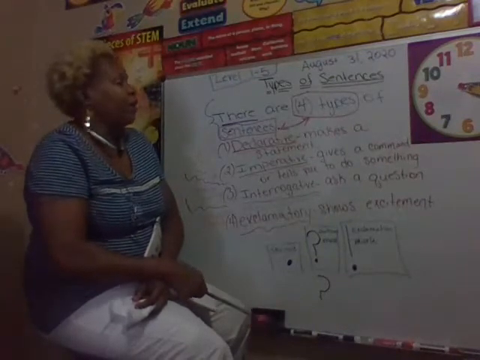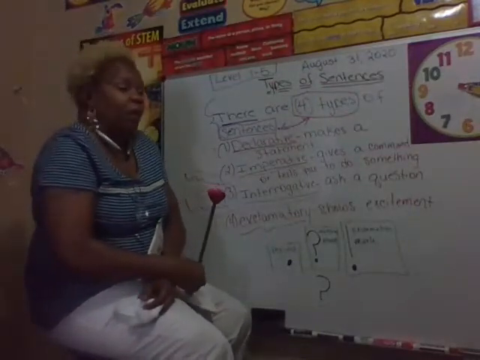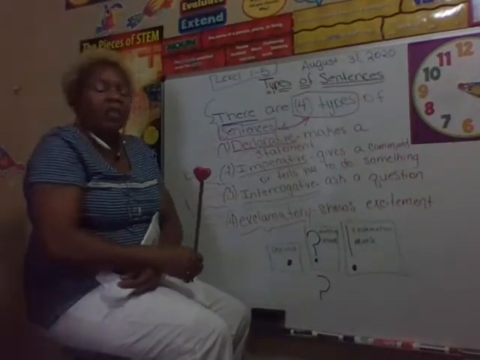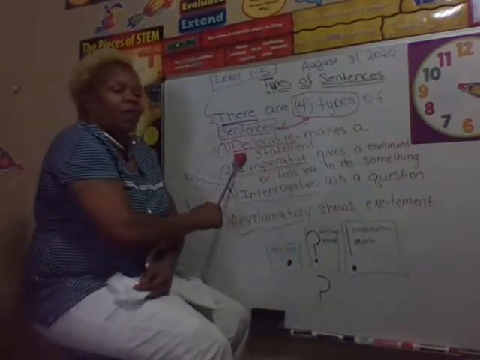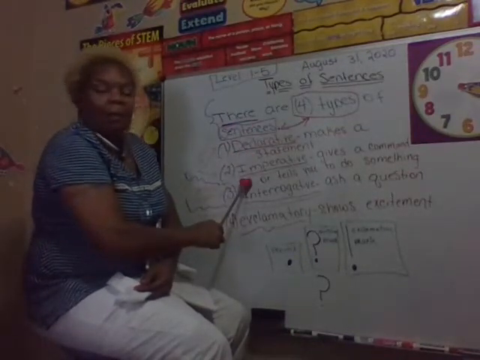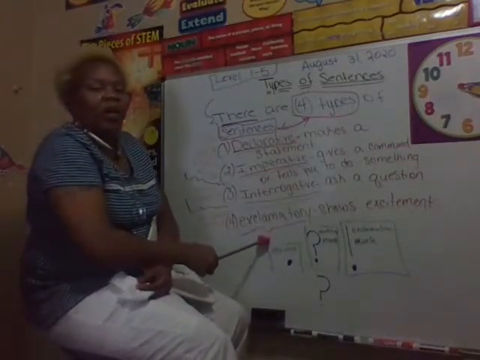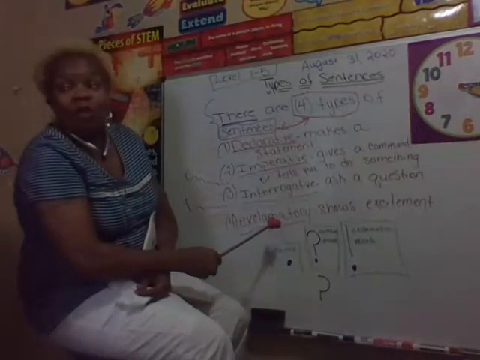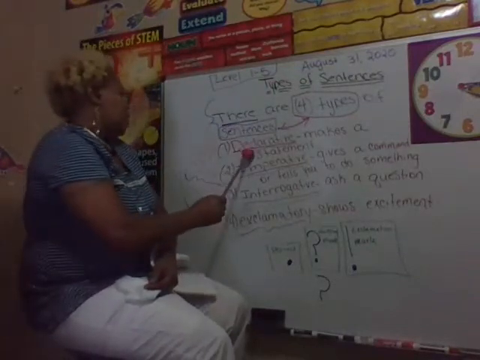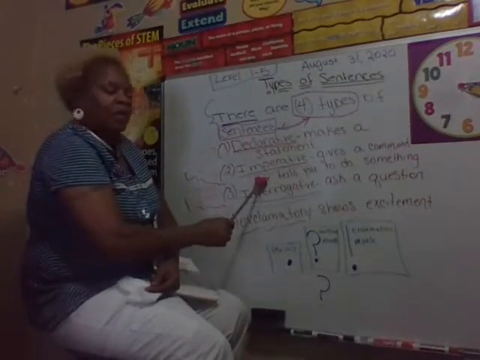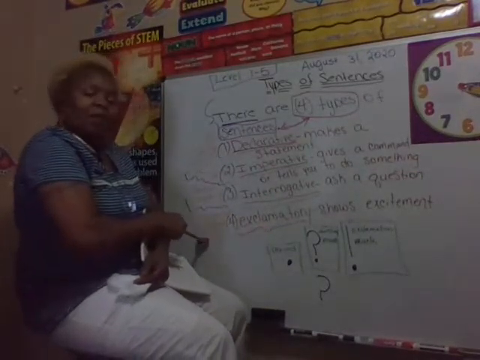We are learning. What are we learning? The types of sentences. Now, how many types of sentences are there? There are 4 types of sentences. Can you name them? Let's name them together. Are we ready? Declarative. Imperative. Interrogative. Exclamatory. Now let's name them with the punctuation mark. Are you ready at home? Let's go. Declarative, period. Imperative, period. Interrogative, question mark. Exclamatory, exclamation mark.